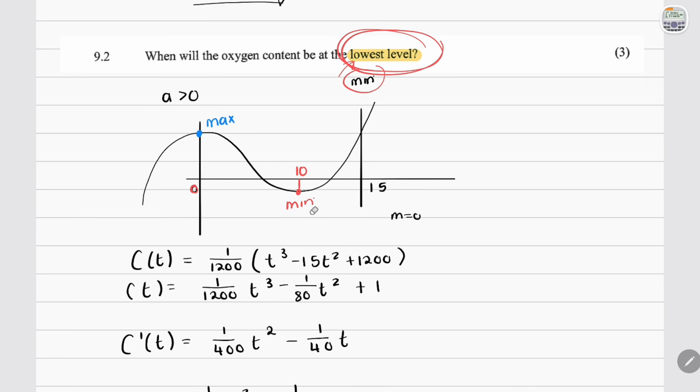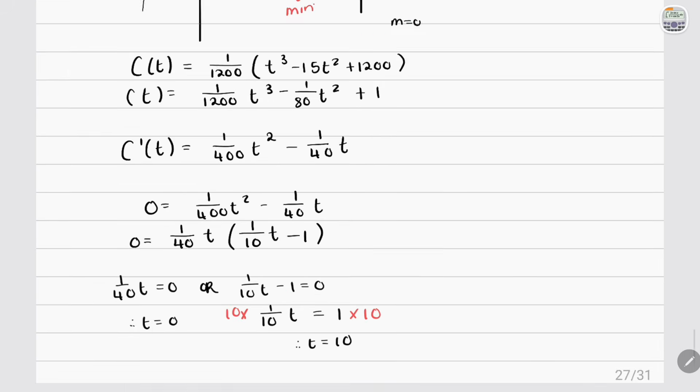You still need to find that minimum value. Since this is the x value, substitute it into the equation of your cubic function, and you're going to get the y value that goes with this. Okay, it's not the 0. Okay, so we know that we're going to take the 10.